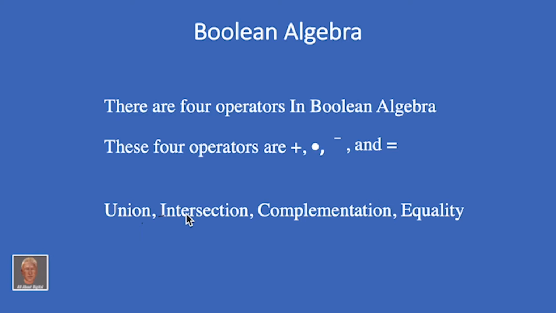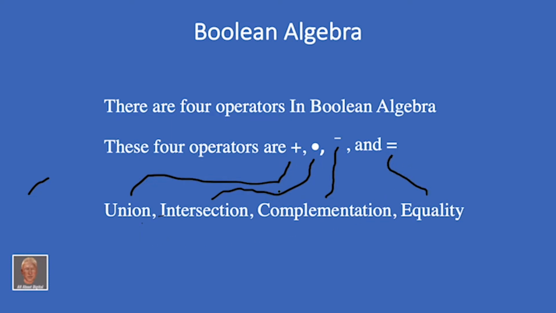Okay, let's get into Boolean algebra. There are 4 operators within Boolean algebra. These 4 operators are plus or union, intersection or multiplication, complementation, which is how to inverse a function or find the inverse of a function, and equality.